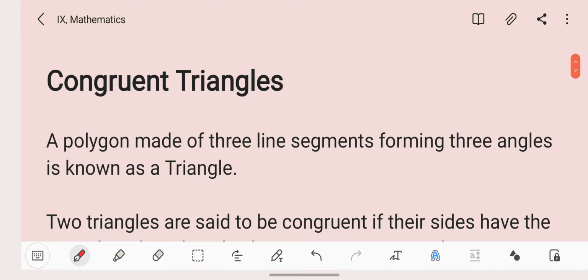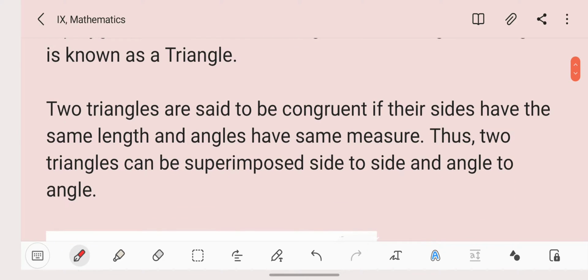The first one is congruent triangle. A polygon made of 3 line segments forming 3 angles is known as a triangle. Two triangles are said to be congruent if their sides have the same length and angles have the same measure. Thus, two triangles can be superimposed side to side and angle to angle.